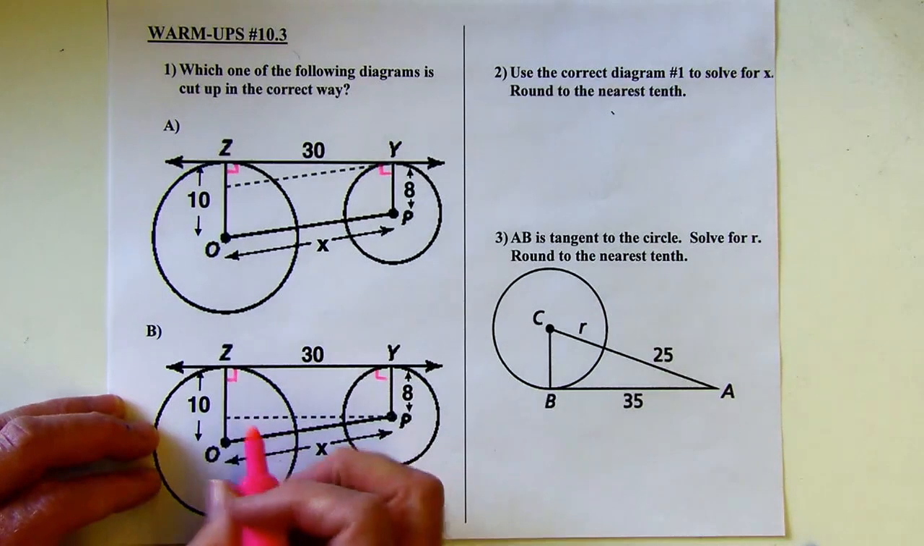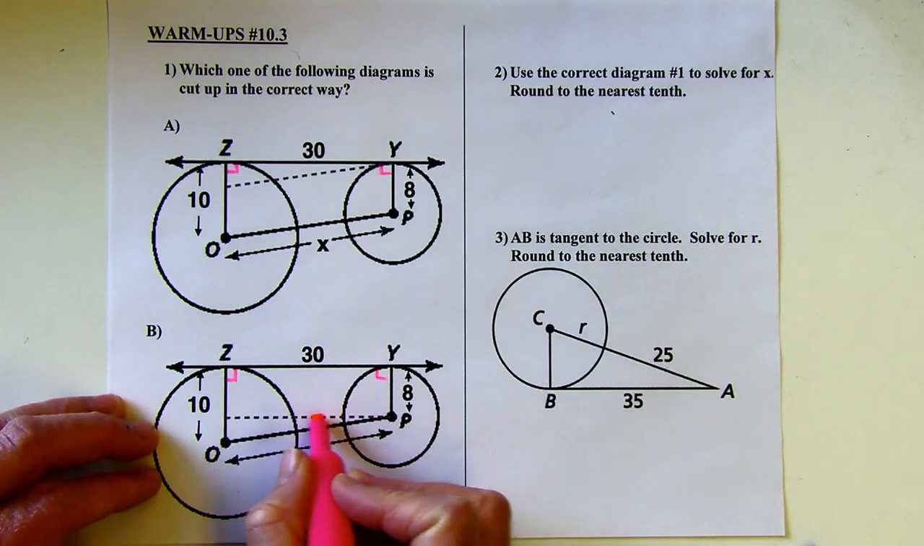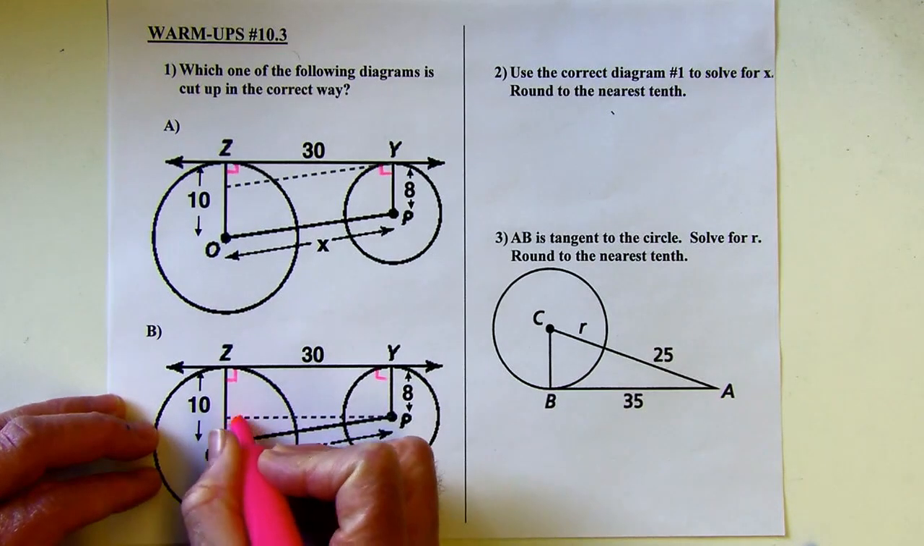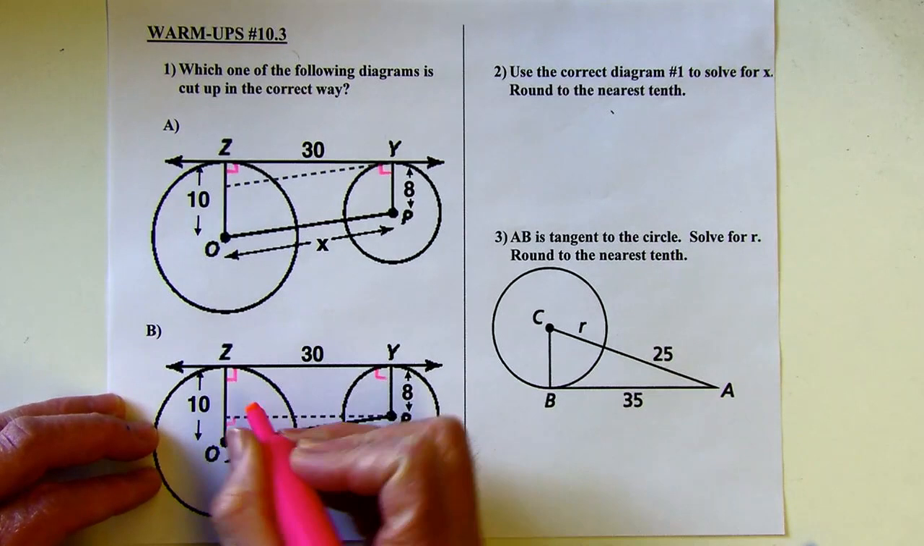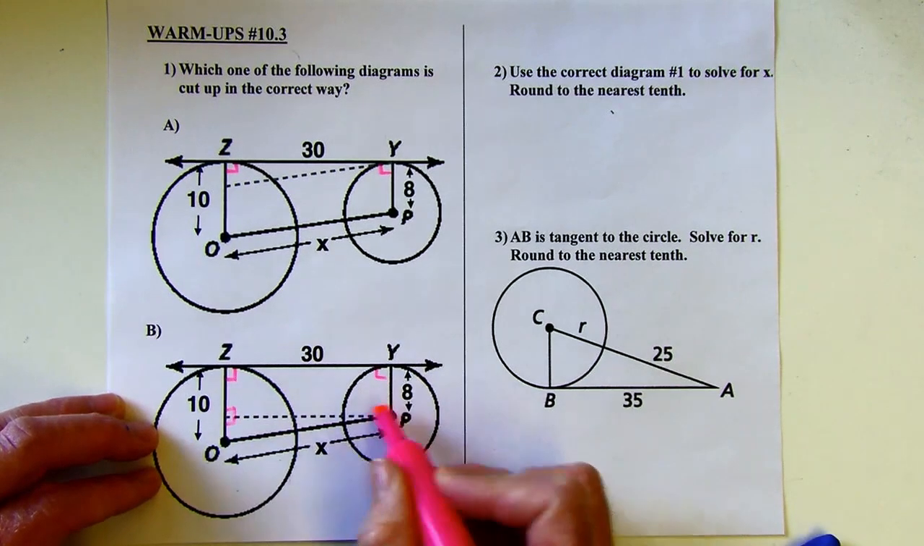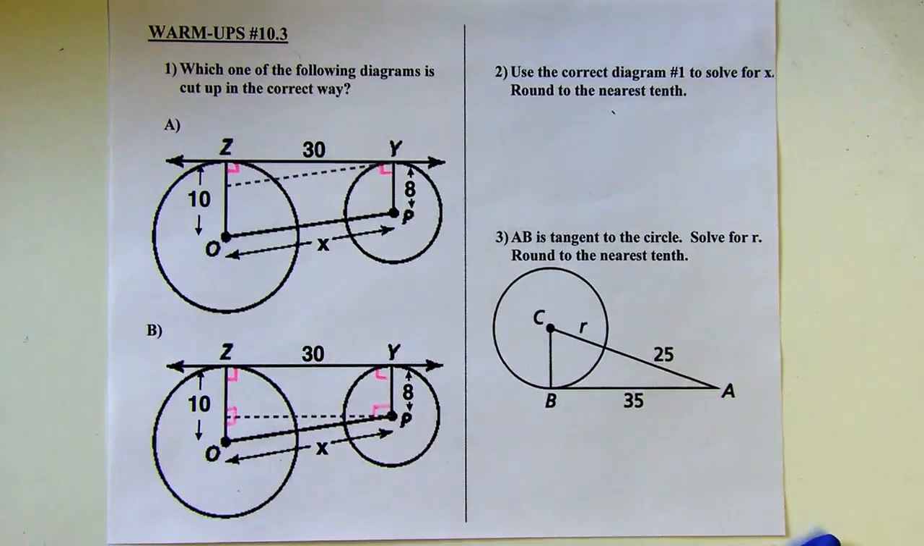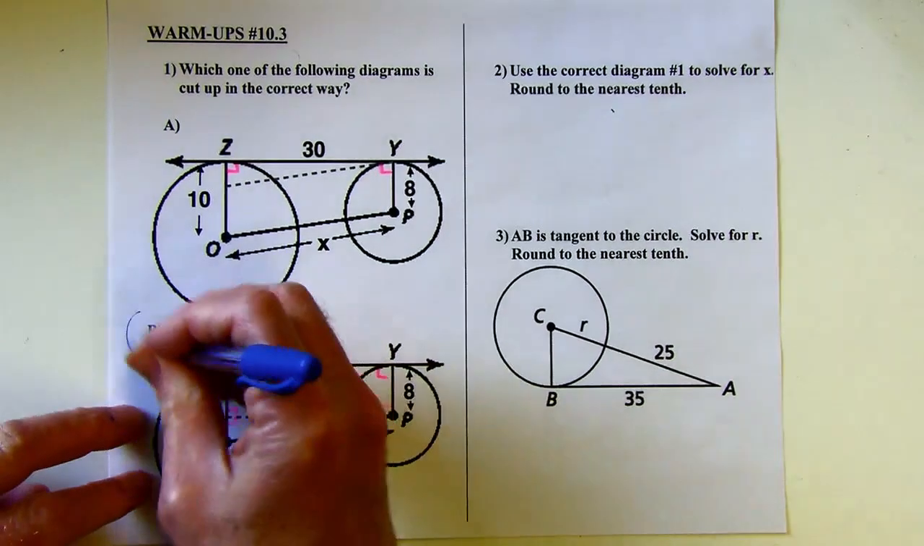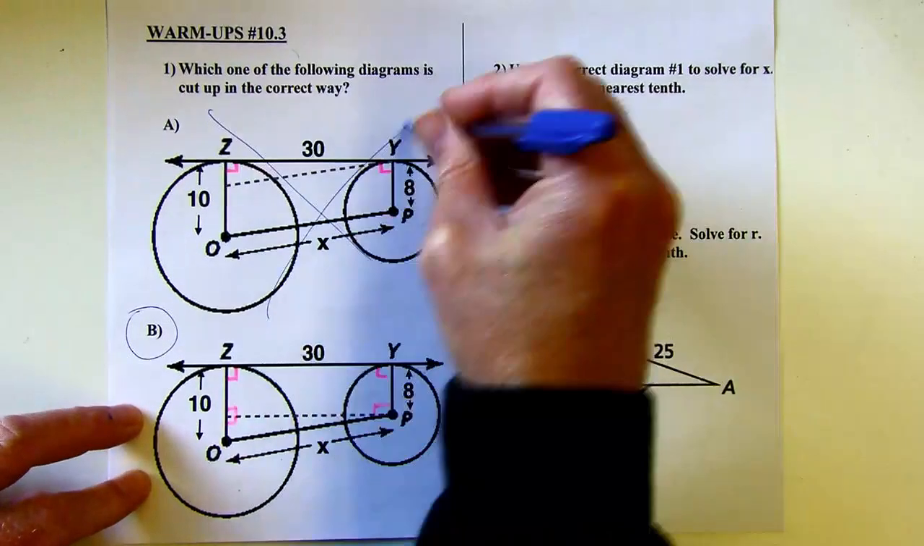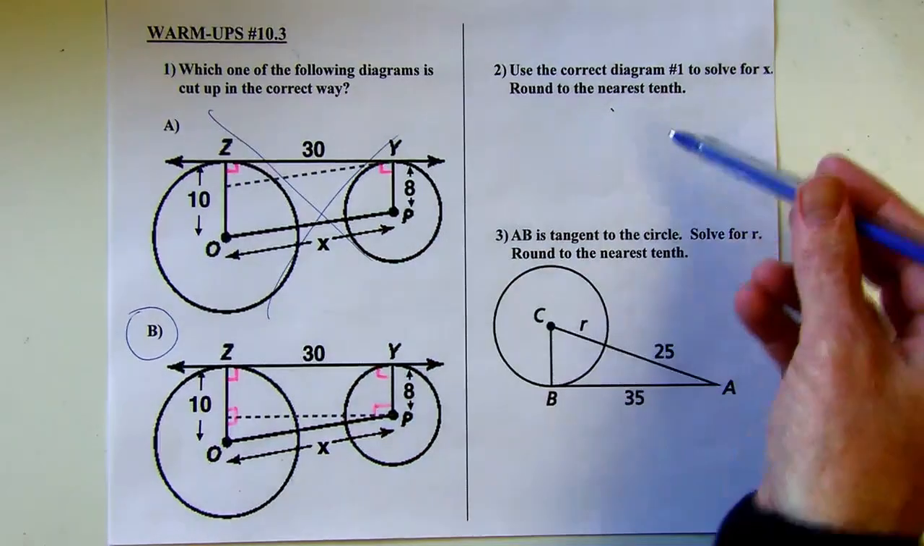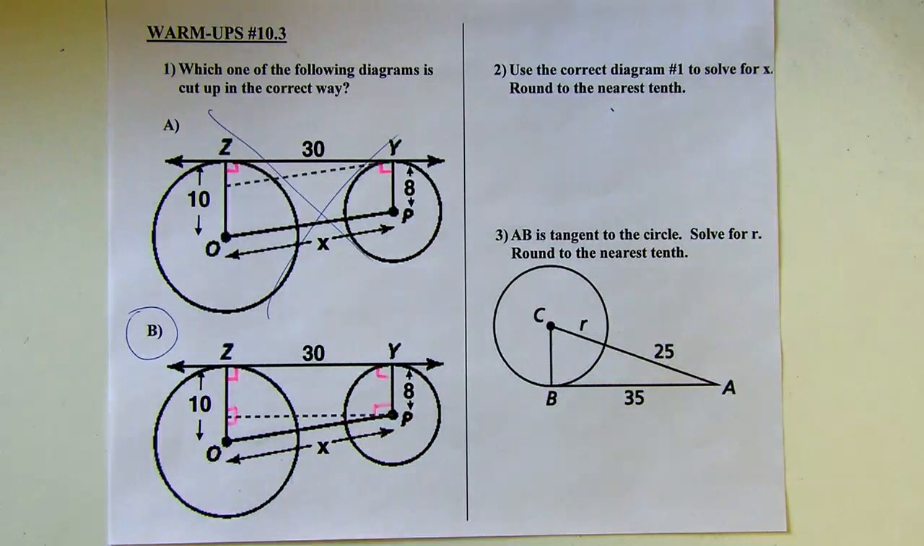And then if you just say that you cut this across so that this is perpendicular, then we've got a right triangle down there, but we also got a right angle here, which means that this would also have to be a right angle. So B is the correct way, right? This would be the incorrect way. Okay, so then we're going to actually solve the problem on number 2.